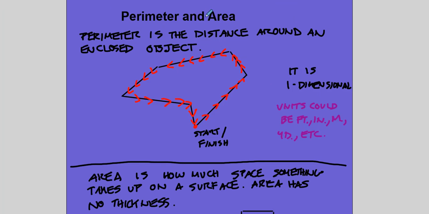So perimeter and area. Perimeter is the distance around an enclosed object. So if I have this two-dimensional object here, and I start here and walk around it, the distance I walk is the perimeter. And again, that could be feet, inches, meters, yards, etc. And this is a one-dimensional idea. It's a length. Perimeter is a length.